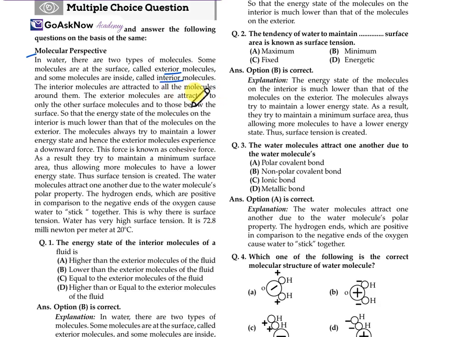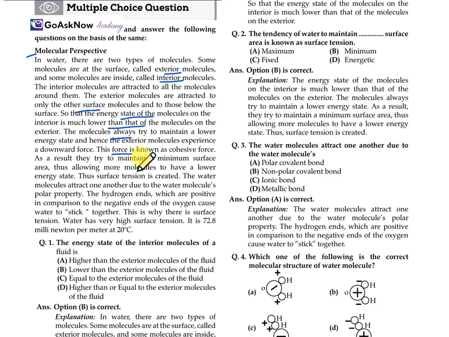The exterior molecules are attracted only to the other surface molecules and those below the surface, so the energy state of the molecules in the interior is much larger than that of the molecules on the exterior. The molecules always try to maintain a lower energy state, and hence the exterior molecules experience a downward force, known as cohesive force.